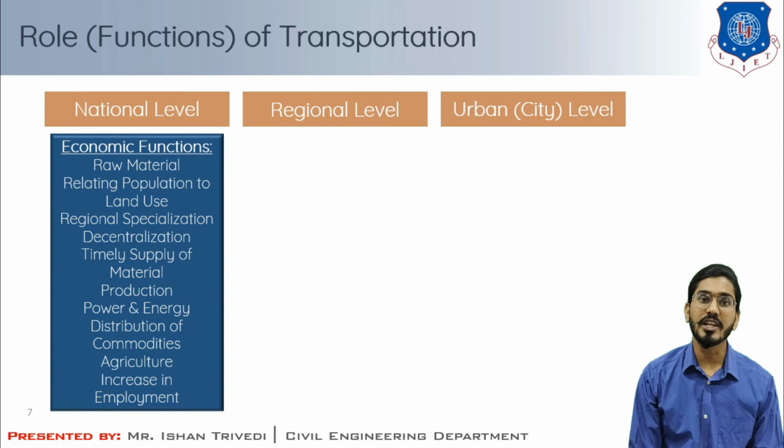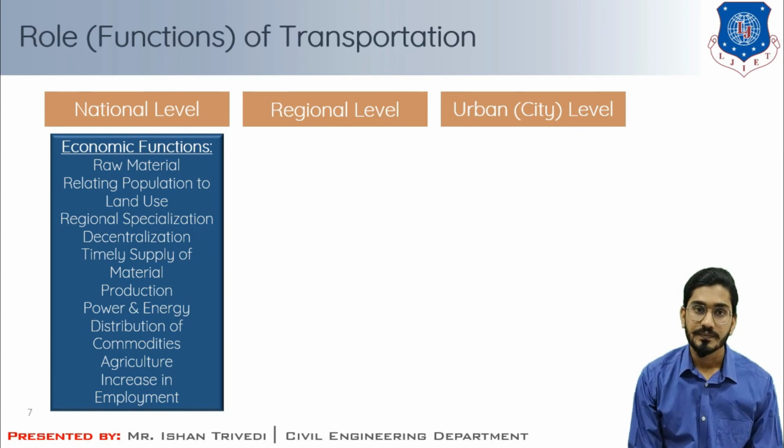Then even distribution of commodities. Good transport facilities help in the even distribution of commodities among all parts of the world. Due to adequate transportation, people are able to enjoy those commodities which are not produced in the country.